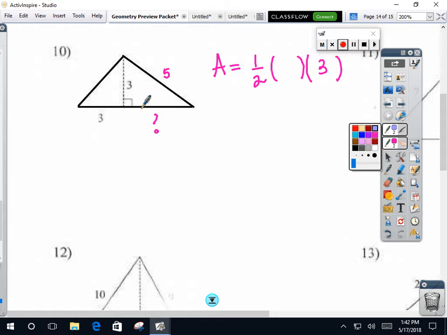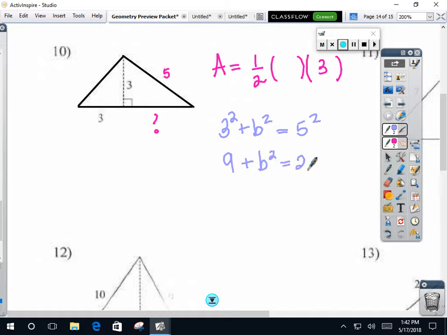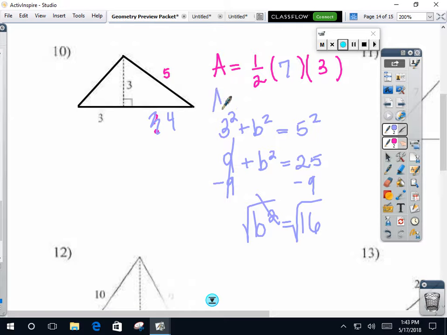So that's 3 squared is one leg, plus b squared is the unknown leg, equals 5 squared. Focus, I'm almost done. That becomes 9 plus b squared equals 25. And now what do we do? And so b squared equals 16, and that means b equals square root of 16, which is 4. So that means the base is actually 7, because the 3 and 4 together means the base is 7 units long. So now to find the area, you just do half of 21, which is 10.5.